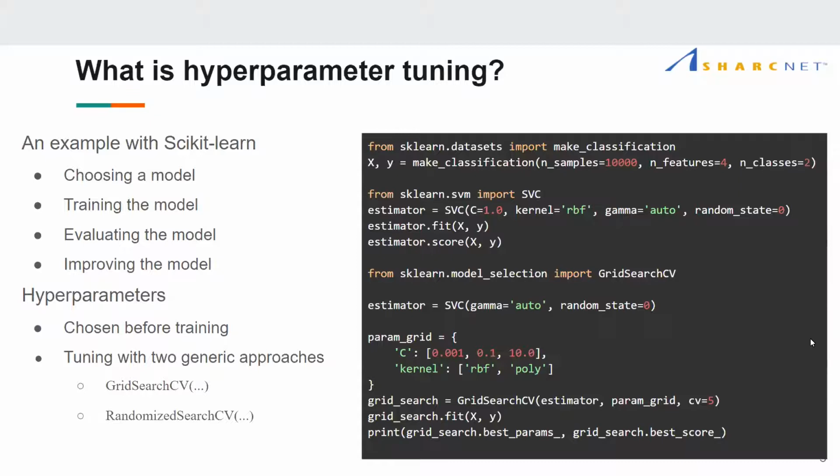The Python code here is a simple example of building a classification model using Scikit-learn. First, generate some random sample data using a tool called make_classification from Scikit-learn. X here is the feature data and y is the label data. In this example, it creates a total of 10,000 samples. For the feature data X, each sample has 4 features. So X here is basically a 2-dimensional array with 4 columns and 10,000 rows.